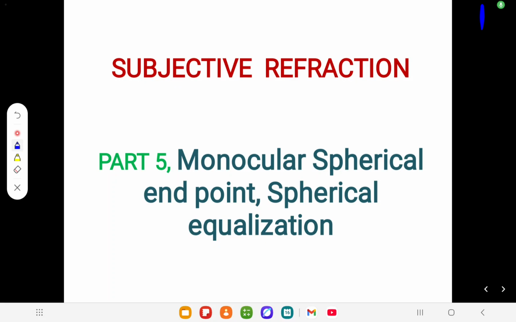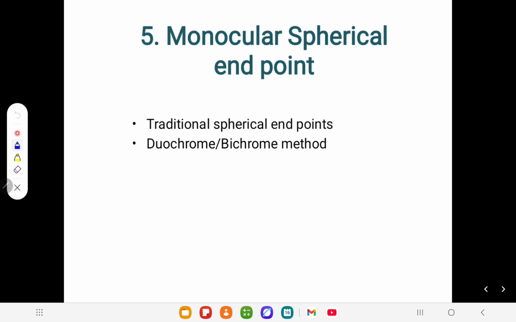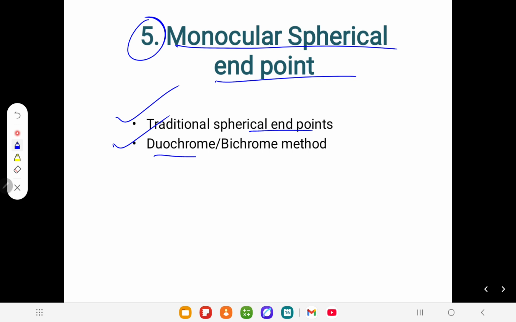Okay, let's discuss the last part, which is for the monocular subjective refraction. That is part 5, monocular spherical endpoint and spherical equalization. Okay, let's directly dive into it. So spherical monocular, which is the fifth part, we know up to the fourth part, and the sixth part is spherical equalization. So monocular spherical endpoint: traditional and the duochrome method. There are two methods. Okay, so traditional spherical endpoint and the duochrome or bichrome method.